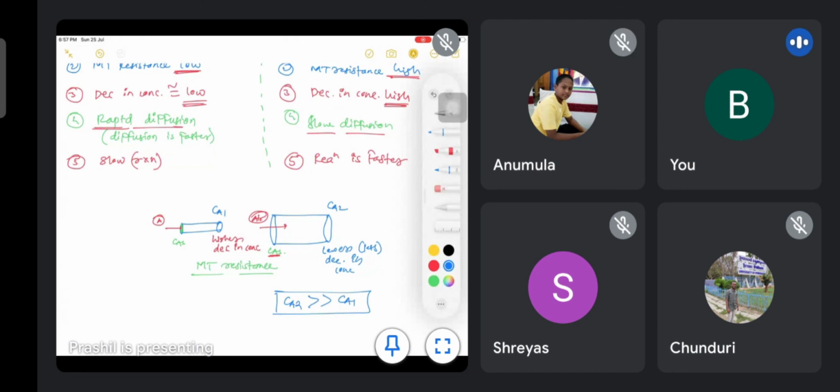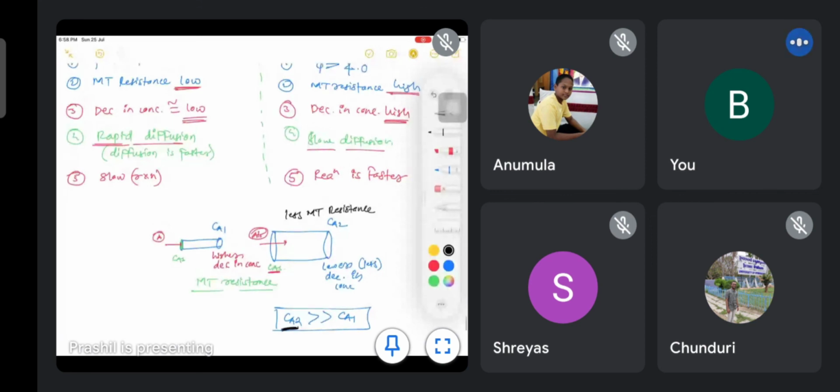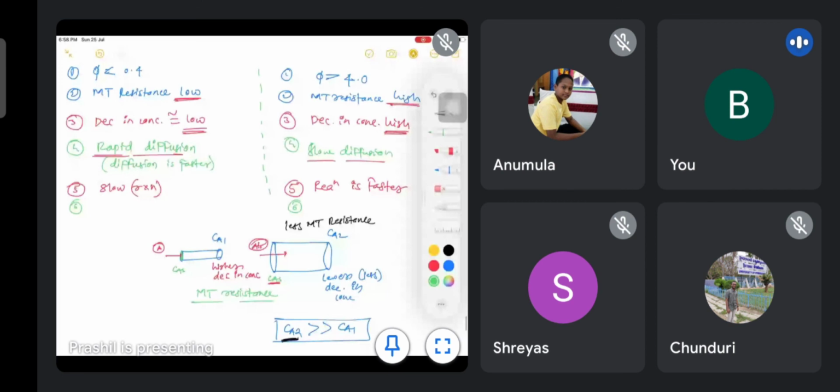Okay. So you can see when pore size is high, there is low mass transfer resistance, right? Because your concentration decrease is low. So here you can see less mass transfer resistance because size of pore is high. Okay, so you write 6 point here also. Here you can see mass transfer resistance is low.